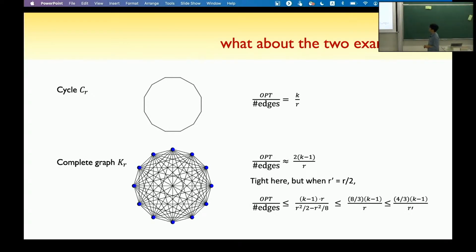But it breaks down for the complete graph with r vertices, because as Sanya said, the opt is basically k minus 1 times r, and the number of edges is r choose 2, basically r squared divided by 2. So the ratio between the number of edges and opt is going to be this naive upper bound 2 times k minus 1 divided by r. Okay, so this is bad. We cannot hope to improve this naive upper bound for every graph.